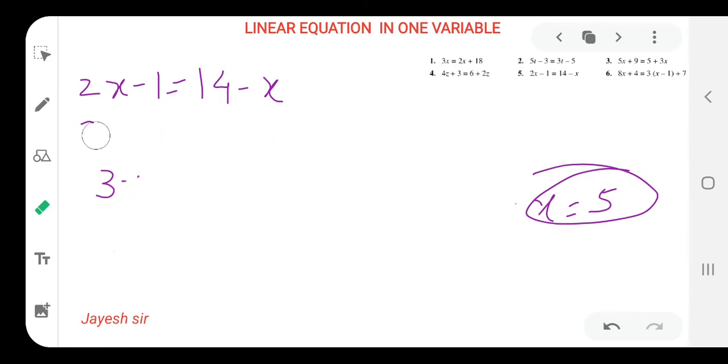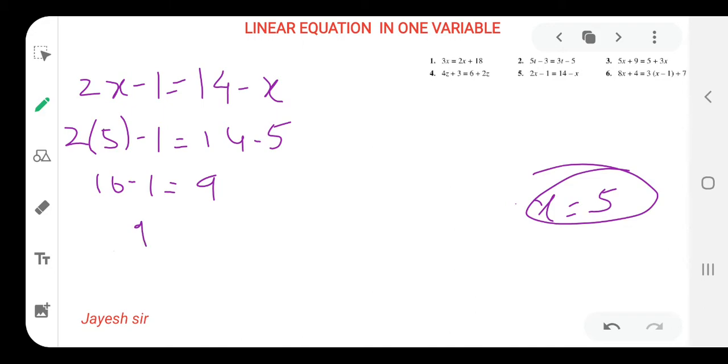Now you have to put the value for x and check whether your answer is correct. Why are we checking? Because it is demanded in our question that we check whether we have found the answer correct or not. That's why we are checking. So 10 minus 1, here also 14 minus 5 equals 9. So 9 equals 9.